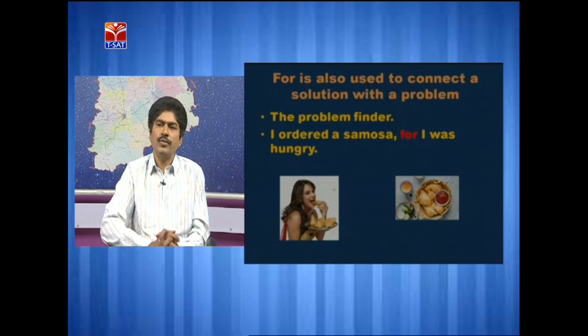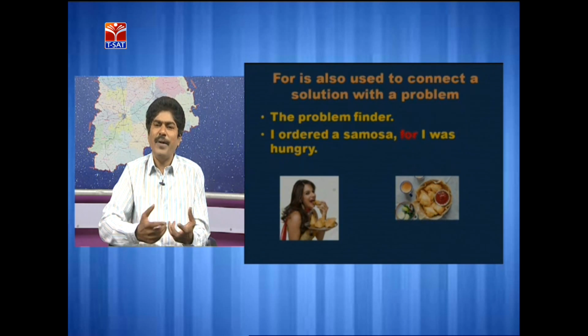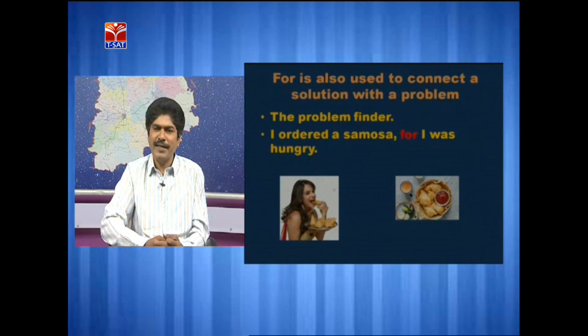For is also used to connect a solution with a problem. Solution will be there, problem will be there. It is a problem finder. I was very hungry. This is my problem. I ordered a samosa. That is a solution. I combined these two: I ordered a samosa, for I was hungry. For is the problem finder. We used for as a coordinating conjunction here.